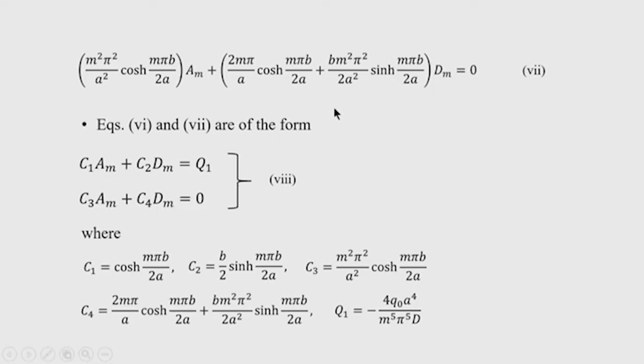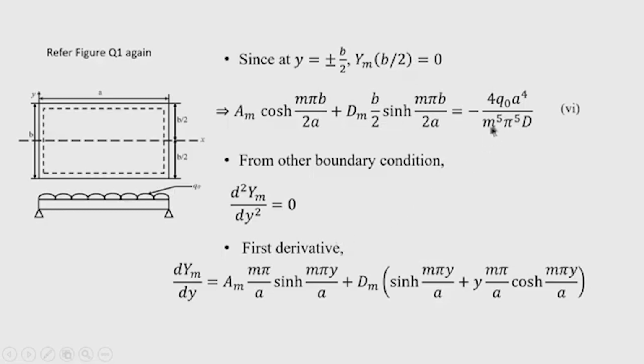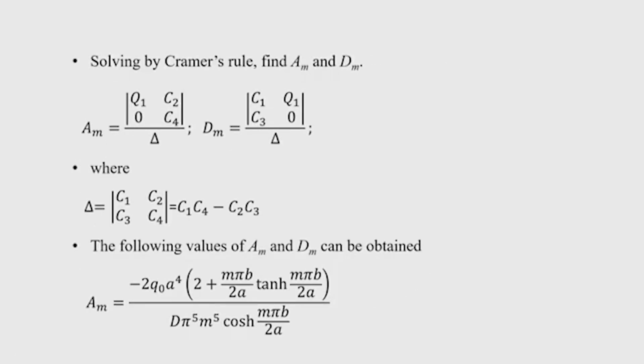So, therefore, C 1 we get this, C 3 that we get is written here. C 3 is m square pi square by a square cos hyperbolic m pi b by 2 a, and C 4 is this quantity that is written here. Q 1 is the right hand side of the first equation. Okay. So, these two algebraic equations are written in equation number 8, and coefficients are identified clearly. So, this can be solved by using any rule. Okay. The easiest rule is Cramer's rule, using the determinant.